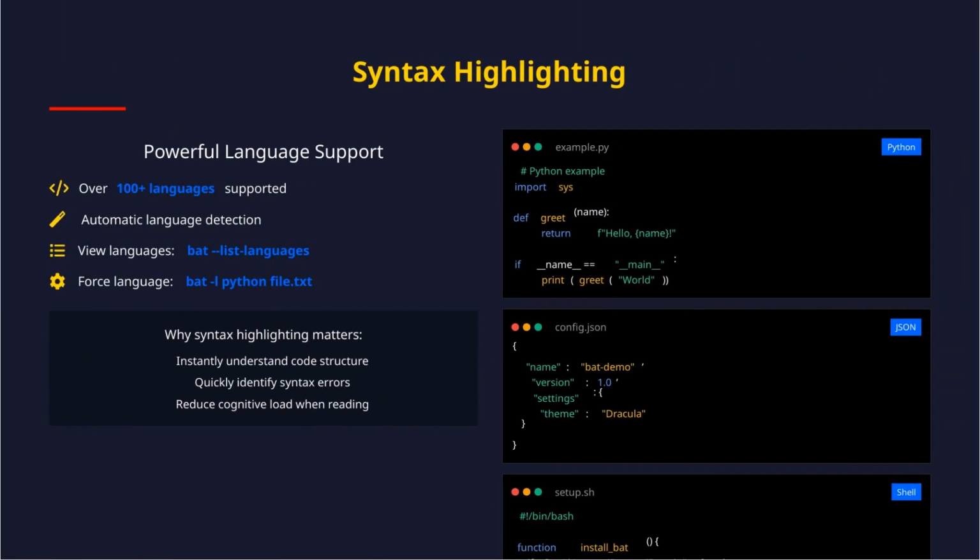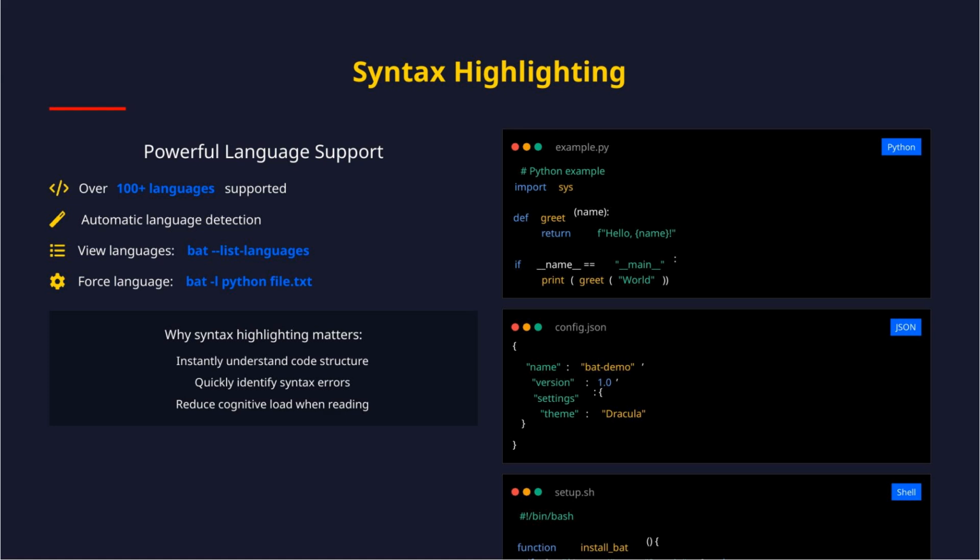Now, let's talk about that syntax highlighting for a second, because it's honestly pretty impressive. Bat supports over 100 different file types and programming languages. And I'm not just talking about the popular ones. We're talking about everything from, well, Python and JavaScript, obviously, but also things like Dockerfile, YAML, TOML, even obscure languages like Nim or Zig.